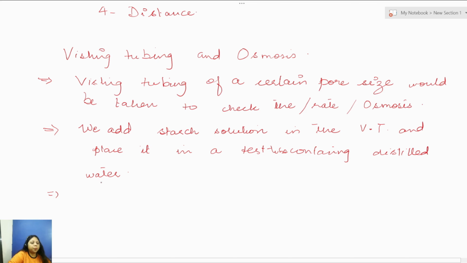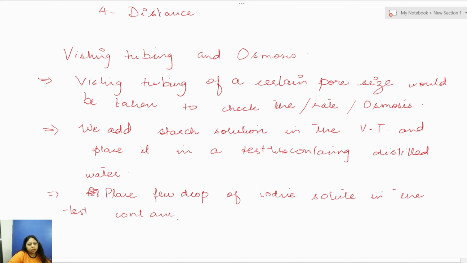Now, place, or pour. Let's not say place. Place a few drops. What do we say? I forgot. Not pour. There's a word. Place a few drops of iodine solution in the test tube containing distilled water.